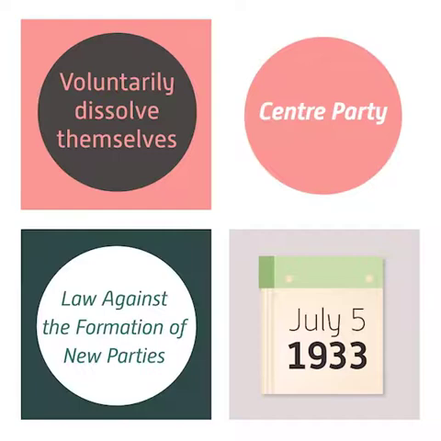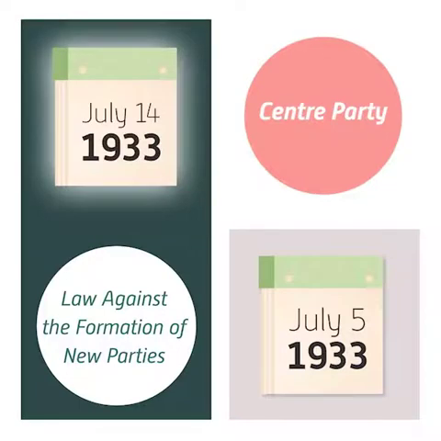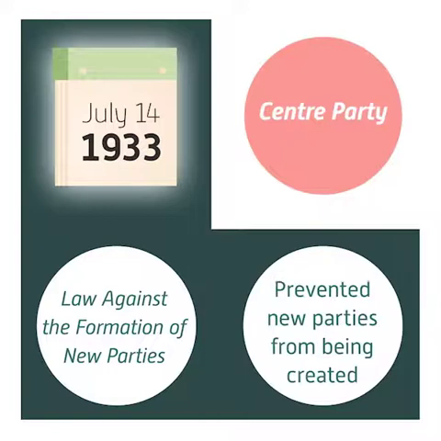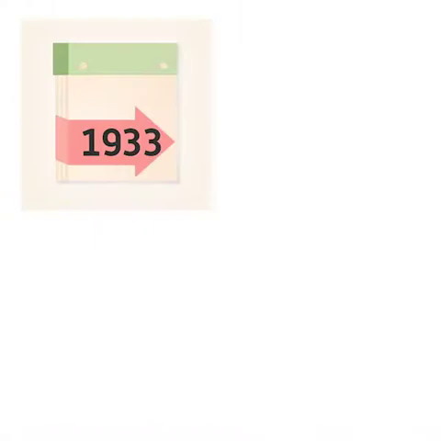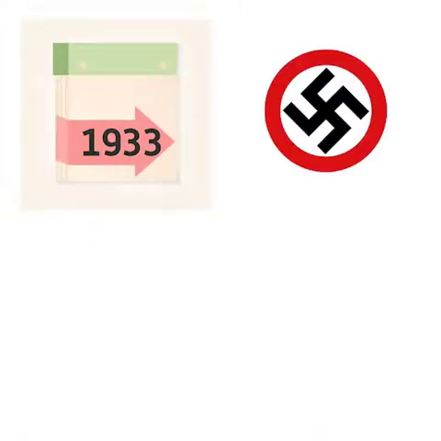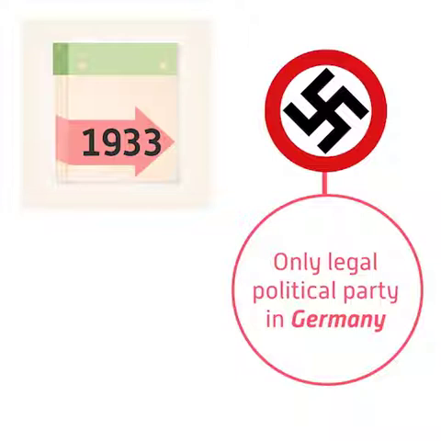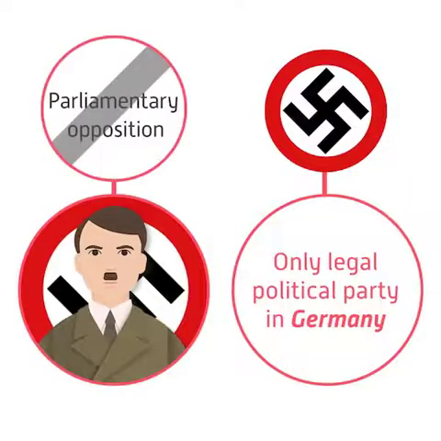A law against the formation of new parties was introduced on the 14th of July 1933. This, as the name suggests, prevented any new political parties from being created and ensured Germany became a one-party state. By the end of 1933, the Nazi Party was the only legal political party in Germany. Hitler and the Nazi Party had removed all parliamentary opposition within months.